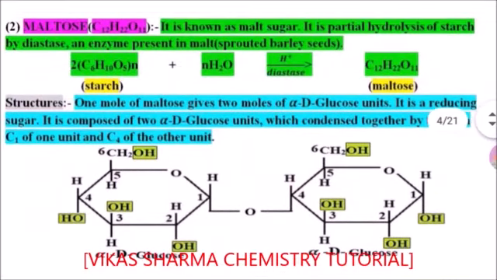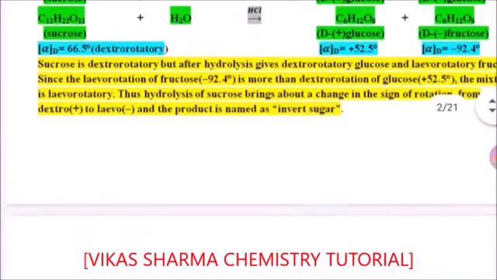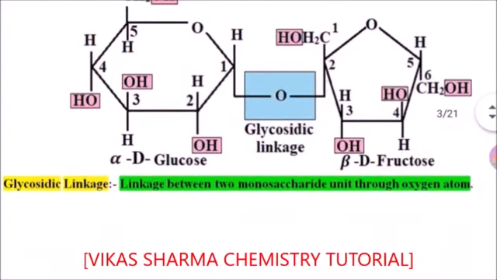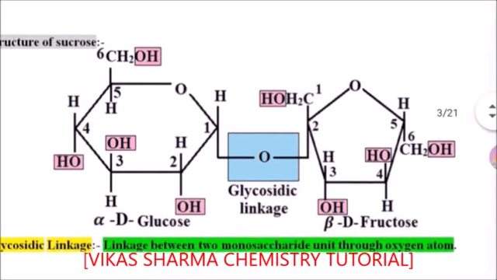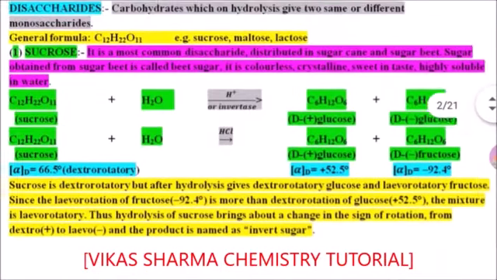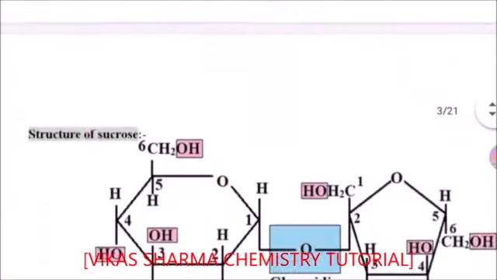In the case of the second disaccharide, maltose, it gives two similar monosaccharides, which are alpha D glucose, with a glycosidic linkage between carbon 1 and carbon 4 atoms. In the case of sucrose, it has an alpha D glucose and a beta D fructose unit, joined from the alpha D glucose carbon 1 atom to the beta D fructose carbon 2 atom, and it's a non-reducing sugar. And these are the optical activity of the sucrose disaccharide.